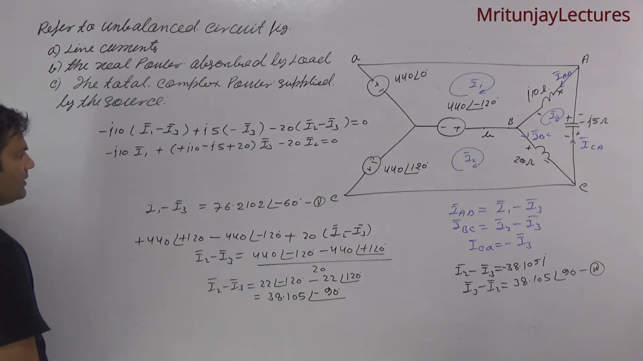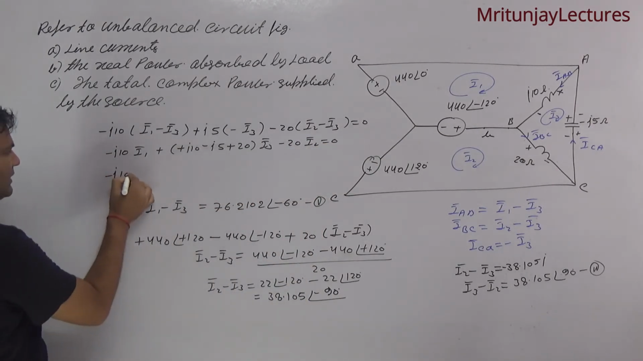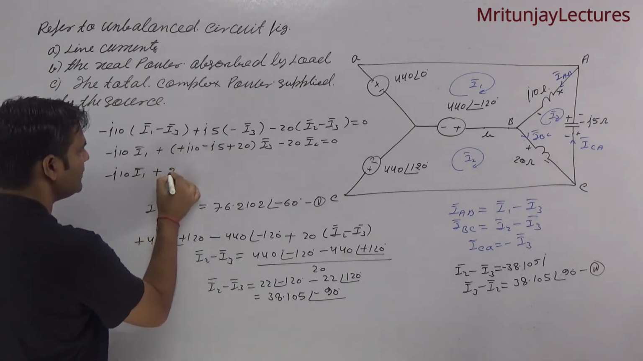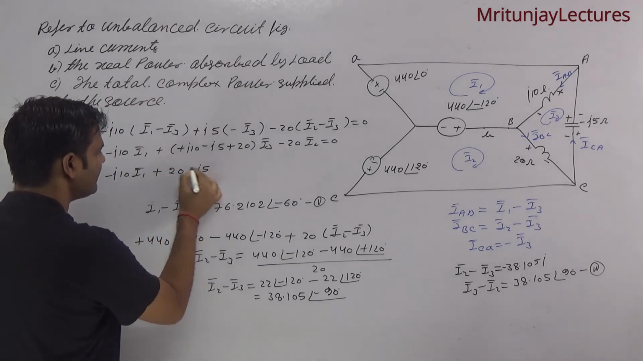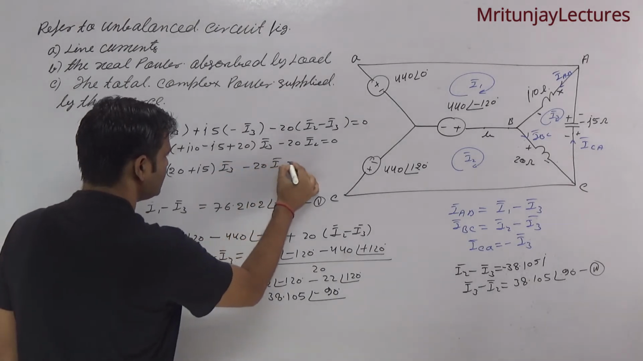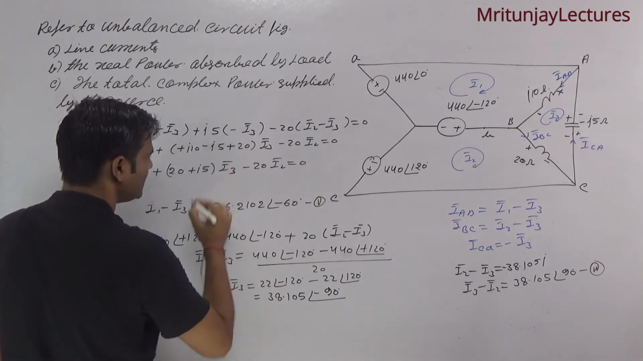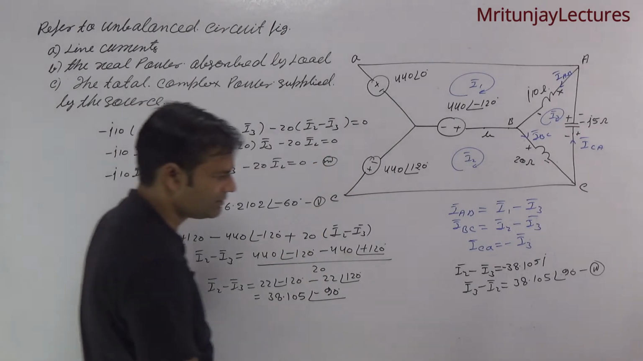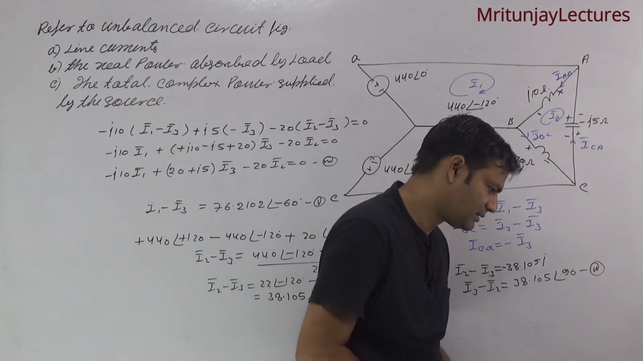So minus J10 I1 plus 20 plus J5 times I3 minus 20 I2 is equal to 0. That is equation number 3. This is equation number 3.